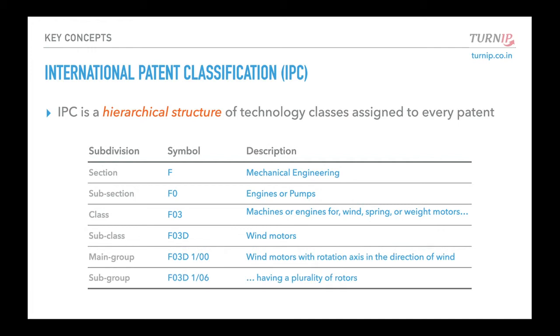If you see here, the section is F, which says it's a mechanical engineering patent. It doesn't tell you much about the patent, but it generally tells you that this is in the field of mechanical engineering. But as you go down, you keep getting more and more information about what the patent is about. F0 is engines and pumps. F03 is engines and pumps for wind. F03D is for wind motors.